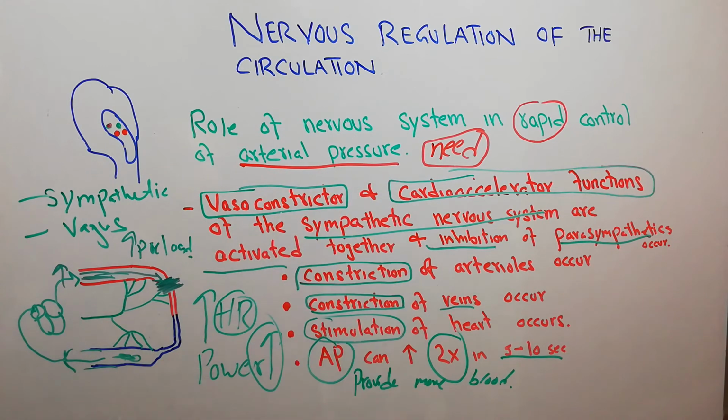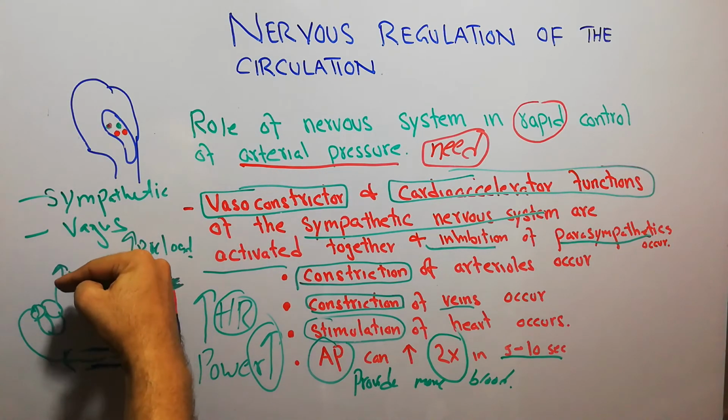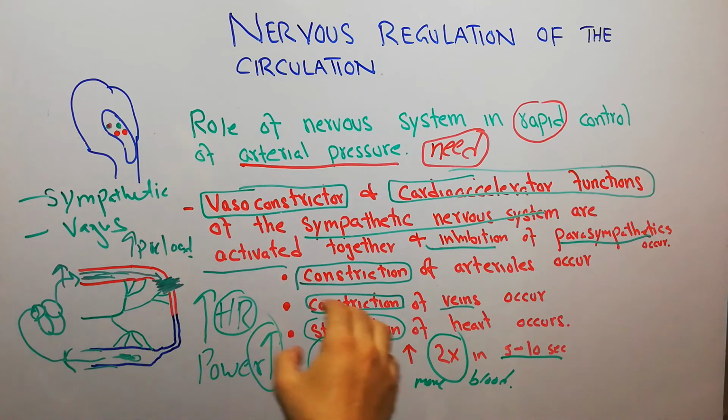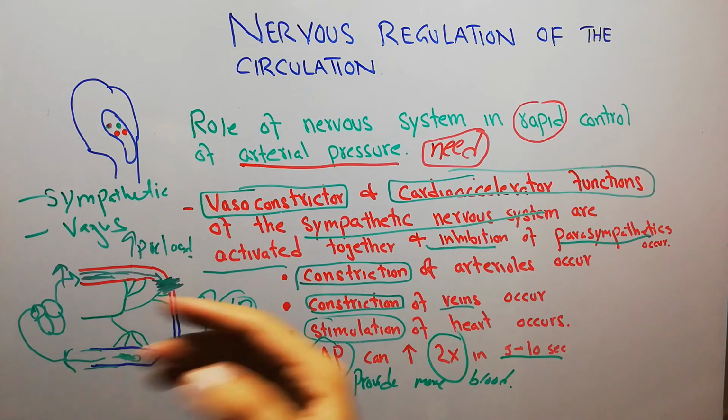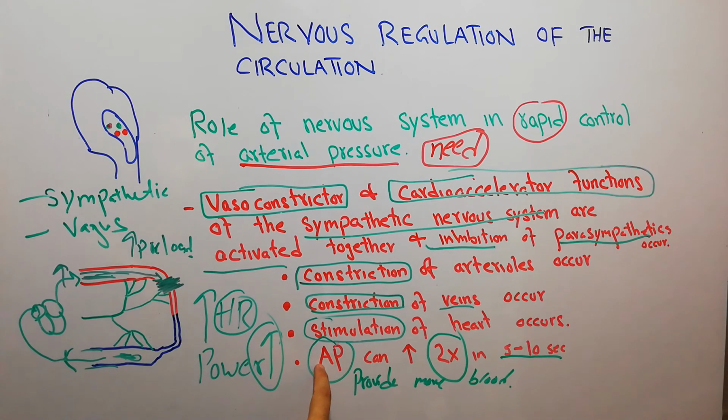When these changes occur, constriction of the arterioles occurs. It leads to increased pressure building in the arteries. It leads to constriction of the veins, which squeezes the blood towards the heart, and it leads to direct stimulation of the heart, which causes an increase in the heart rate and the pumping power of the heart. And when all these changes occur, the arterial pressure can increase 2 times in just 5 to 10 seconds.